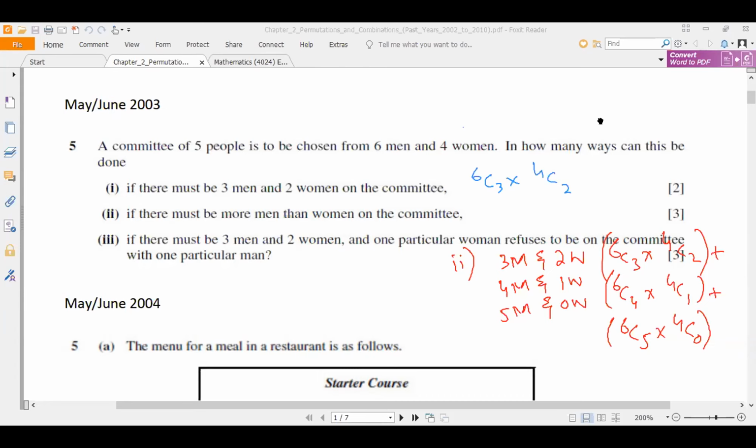आपको इतना ही नहीं करना, आपको आंसर्स भी निकालने होते हैं, इनके फाइंड करने होते हैं. Third part, if there must be 3 men and 2 women, right? And one particular woman refuses to be on the committee with one particular man. Same question again. One particular woman refuses to be on the committee with one particular man.